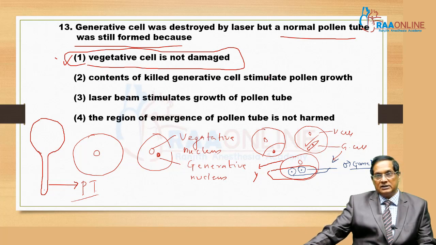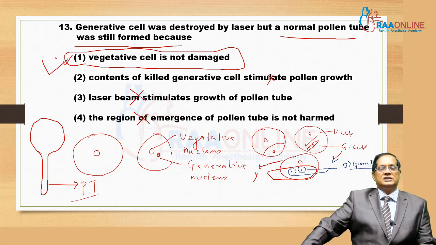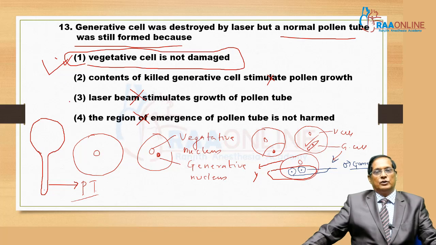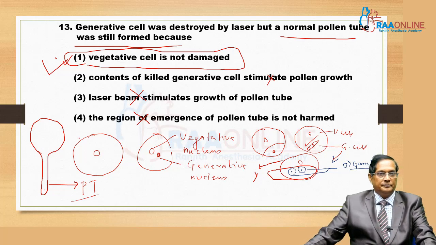Content of generative cell kills and stimulates pollen growth. This is wrong. Laser beam stimulates pollen growth. This is also wrong. And reason of emergence of pollen tube is not harmed. This is wrong. Vegetative cell is still there, so it is able to form pollen tube.